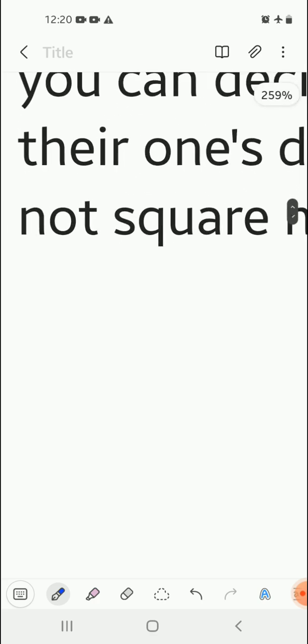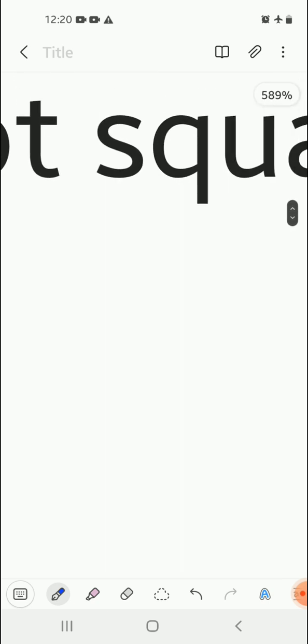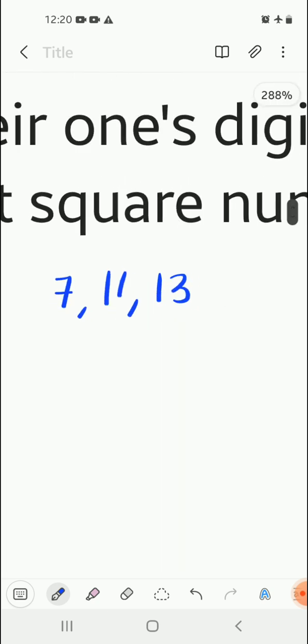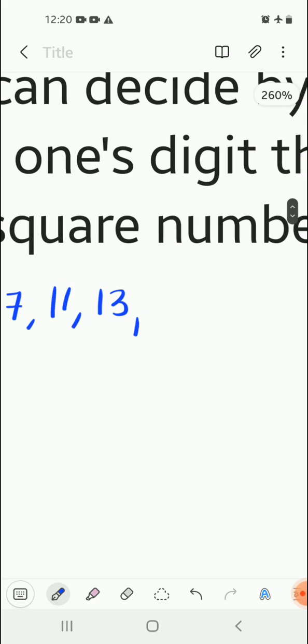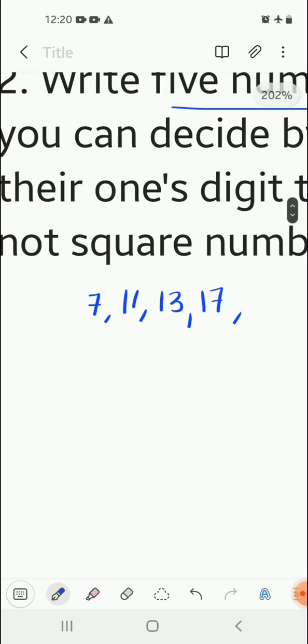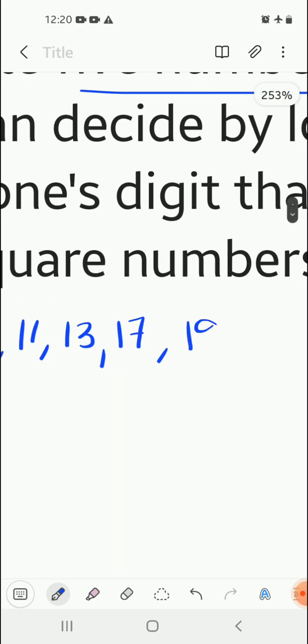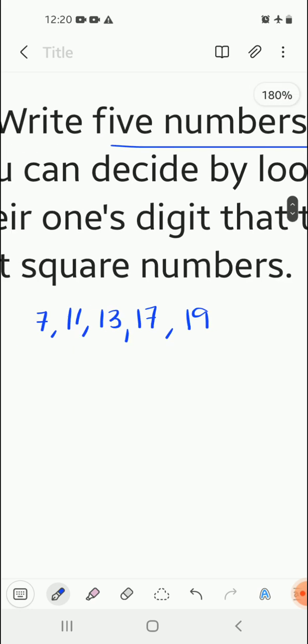So we will take any digit such as 7, because we know that 7 is a prime number, and there is also a rule to it. We are going to write the rule as well. Otherwise, we can write numbers such as 7, 11, 13. Some basic rule is you can list any simple prime numbers that you know. 19. So we have got 5 numbers.